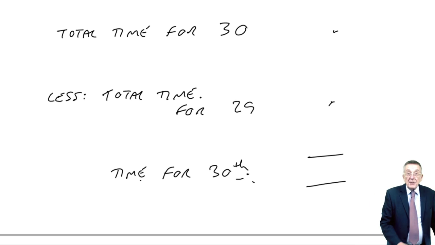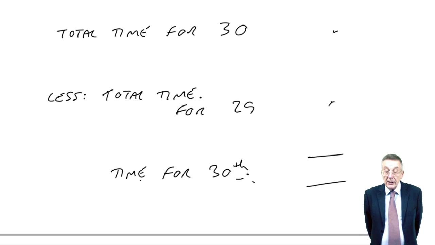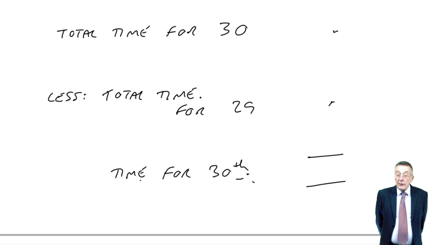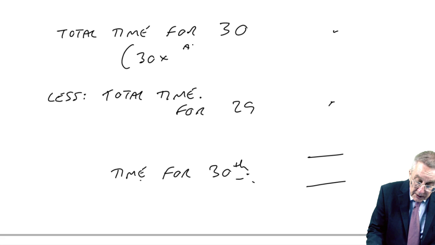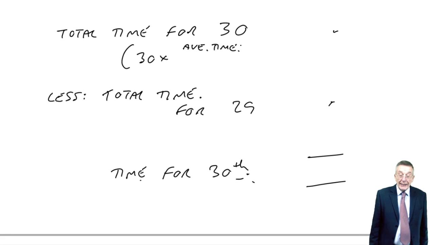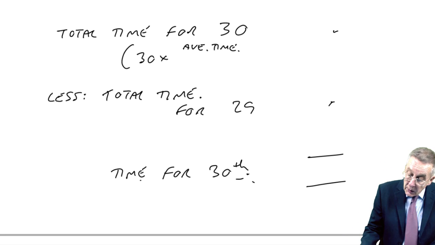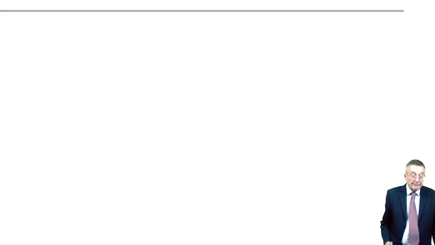So same idea as before, but 30 and 29 don't involve doubling. Remember, it's 2, 4, 8, 16, 32. So we can't do doubling here on either of them. Now, it is going to be the same principle. The time for 30 will be 30 times the average time. But the only way you can get the average time if we make 30 is using the formula. So let me show you how we use the formula. And I'll go back and finish it off.